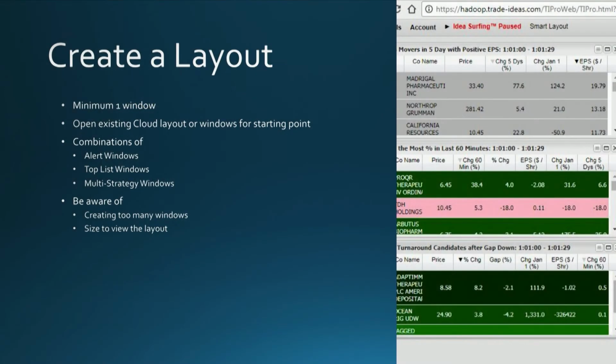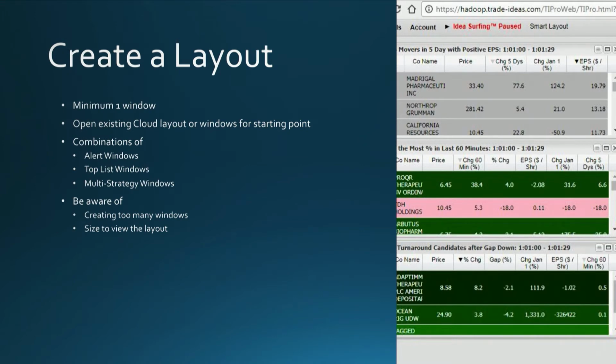So what you'll do is create a layout. Now, the good thing about this is you can take any of the windows or layouts that you normally use and just save it as a cloud link, and then open that cloud link in Trade Ideas for the web using the dev tools and monkey with it from there, or you can just go ahead and create your layout inside of the Trade Ideas for the web dev tools environment.